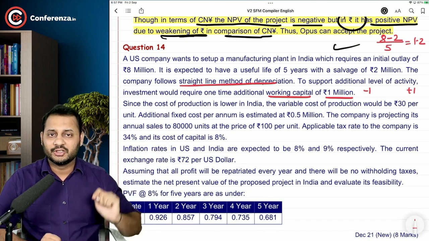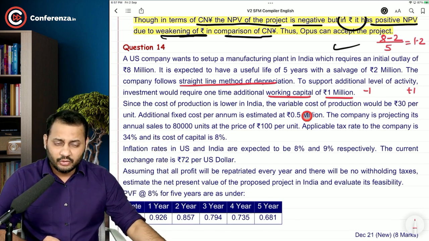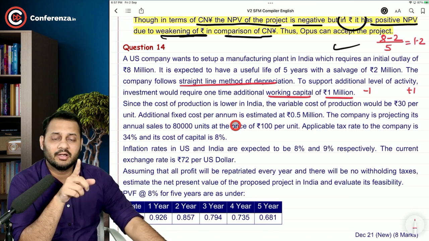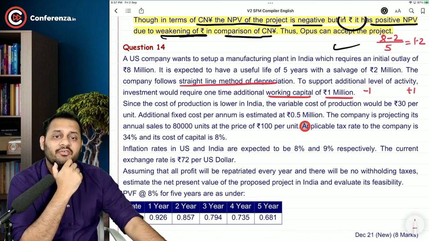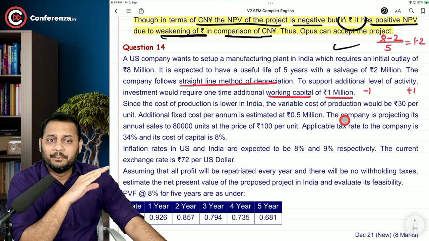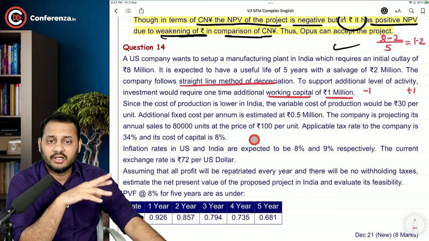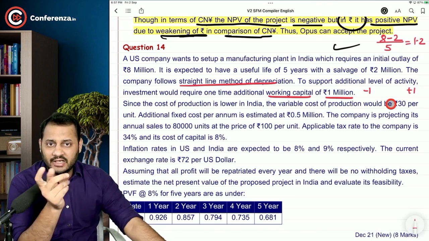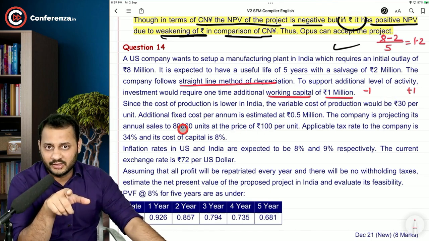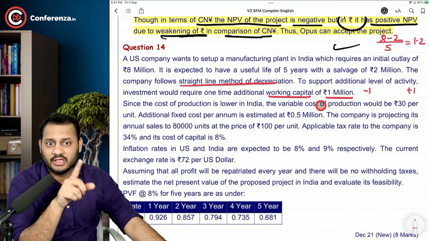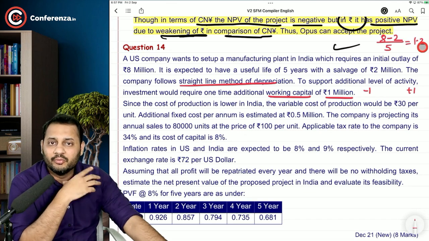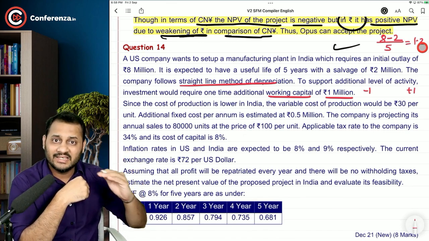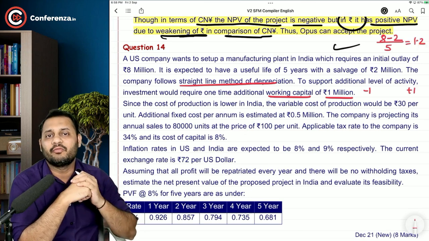Since the cost of production is lower in India, the variable cost of production would be 30 rupees per unit, and additional fixed cost per annum will be estimated at 0.5 million. That's 5 lakh rupees. The company is projecting its annual sales at 80,000 at a price of 100. So 100 is the selling price, 30 is the variable cost, right? So 70 will be contribution, into 80,000 will be total contribution, minus 5 lakh will be the fixed cost, and minus depreciation of 1.2 million, that's 12 lakh. So this is how you have to imagine. Sales minus variable cost is equal to contribution minus fixed cost minus depreciation will be equal to profit before tax.